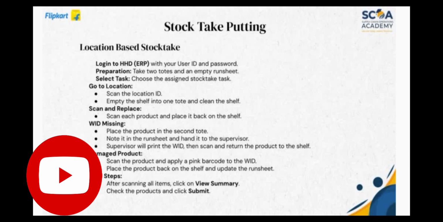Scan the location ID. Empty the shelf into one tote and clean the shelf. Scan each product and place it back on the shelf. WID missing: place the product in the second tote. Note it in the run sheet and hand it to the supervisor. Supervisor will print the WID, then scan and return the product to the shelf. Scan the product and apply a pink barcode to the WID. Place the product back on the shelf and update the run sheet.